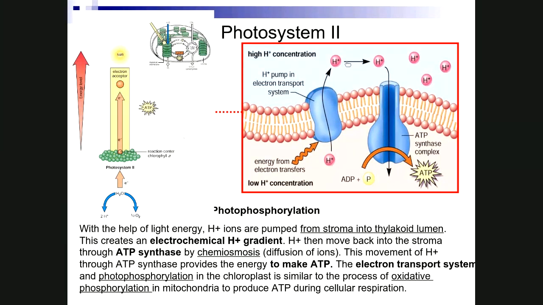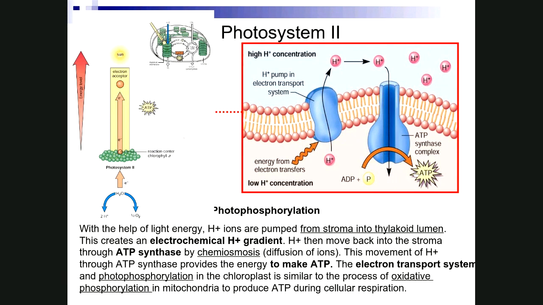This is the other way around in the other picture, right? It looks like this one here is the stroma, and this is the thylakoid lumen. Okay, so we're pumping hydrogen ions into the lumen of the thylakoid. We're getting a hydrogen ion concentration gradient, and therefore hydrogen ions move from high concentration to low concentration through ATP synthase, and we're making ATP.